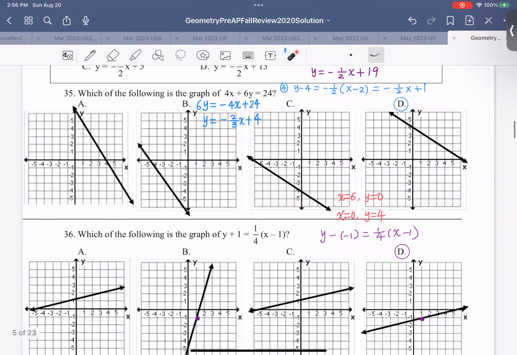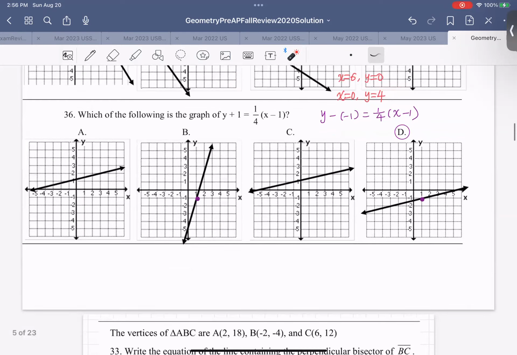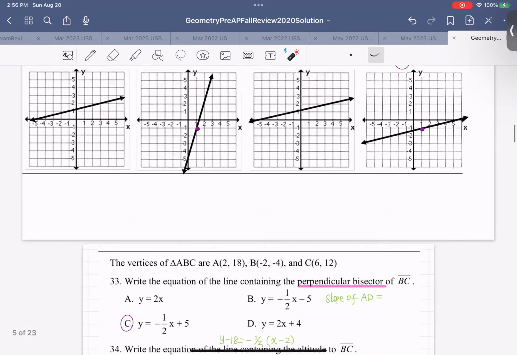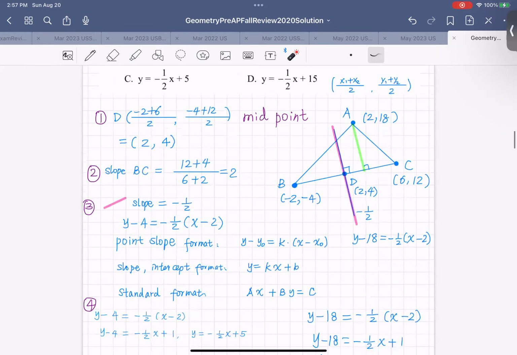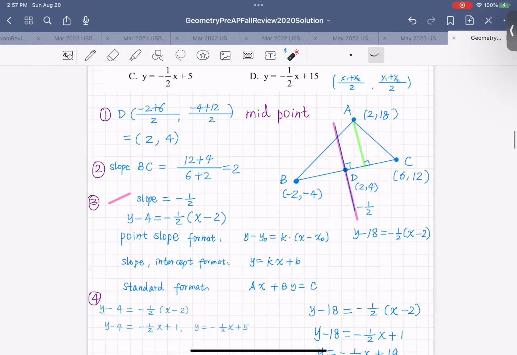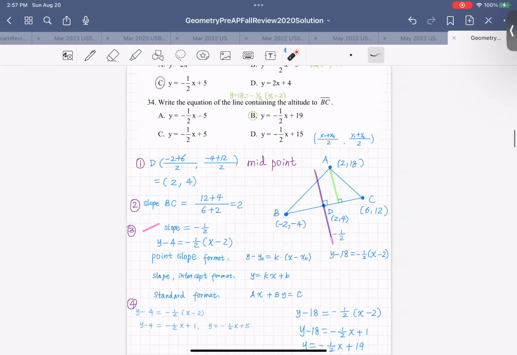Okay, yeah. These are those really typical SAT questions. I'll show you in detail the questions that we did with Sophie and Annie just now, for 33 and 34.